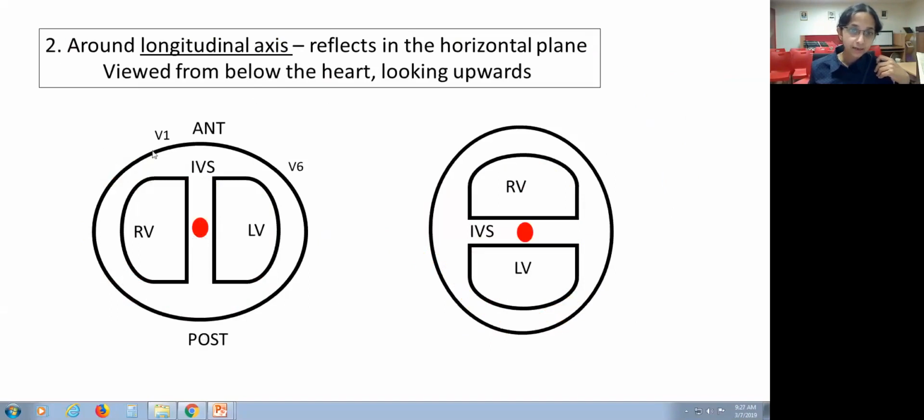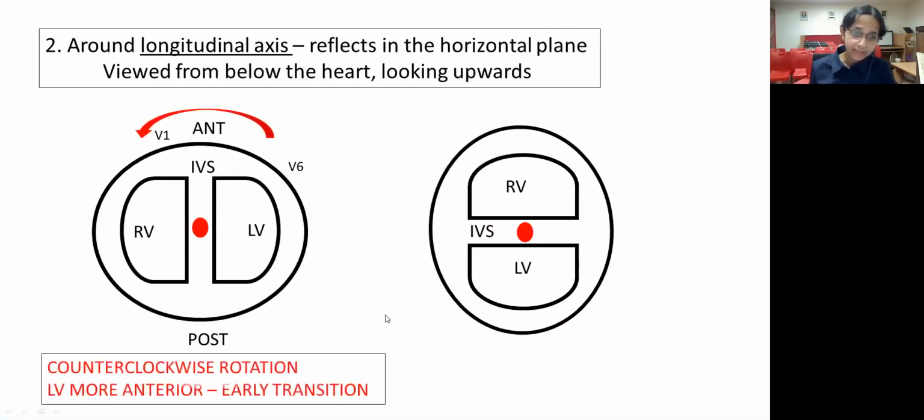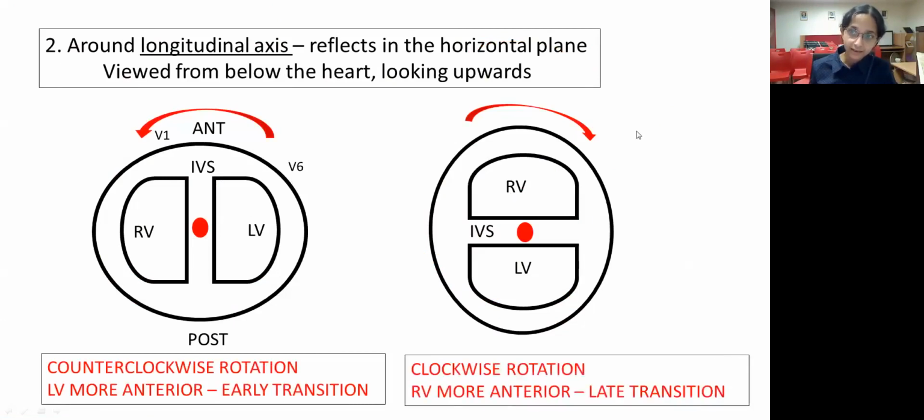So this is the cardiac mass, and if it rotates in a counterclockwise direction, that means the LV comes to lie more anteriorly, and I will see my transition in the precordial leads early. Whereas if it's clockwise rotation, then my RV comes to lie more anteriorly, and the transition happens close to V6.